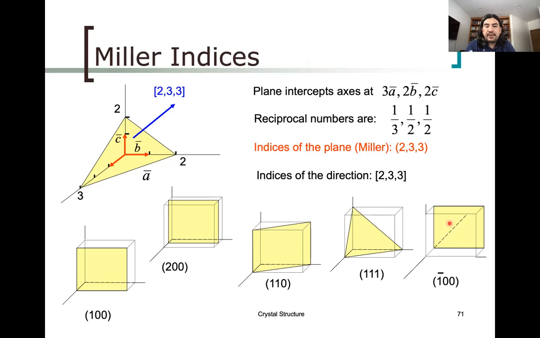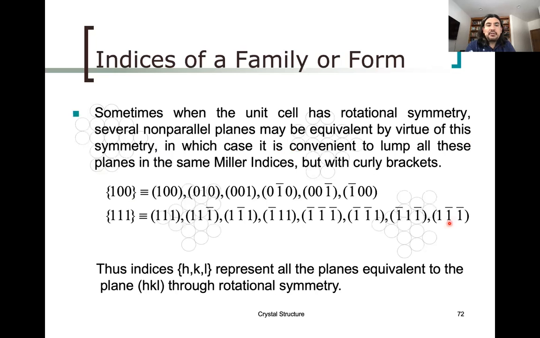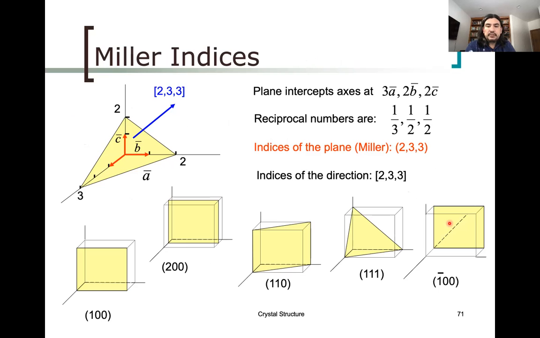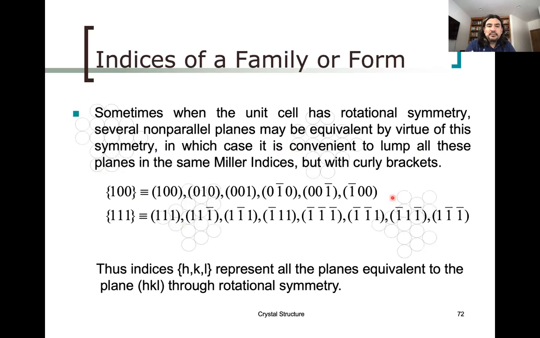Your definition here is a family of planes. Oh, okay. Yeah, I mean, in the previous slide, you said that 100 is the family of 200 or like that, right? No, so let me go into families now. I couldn't understand it.